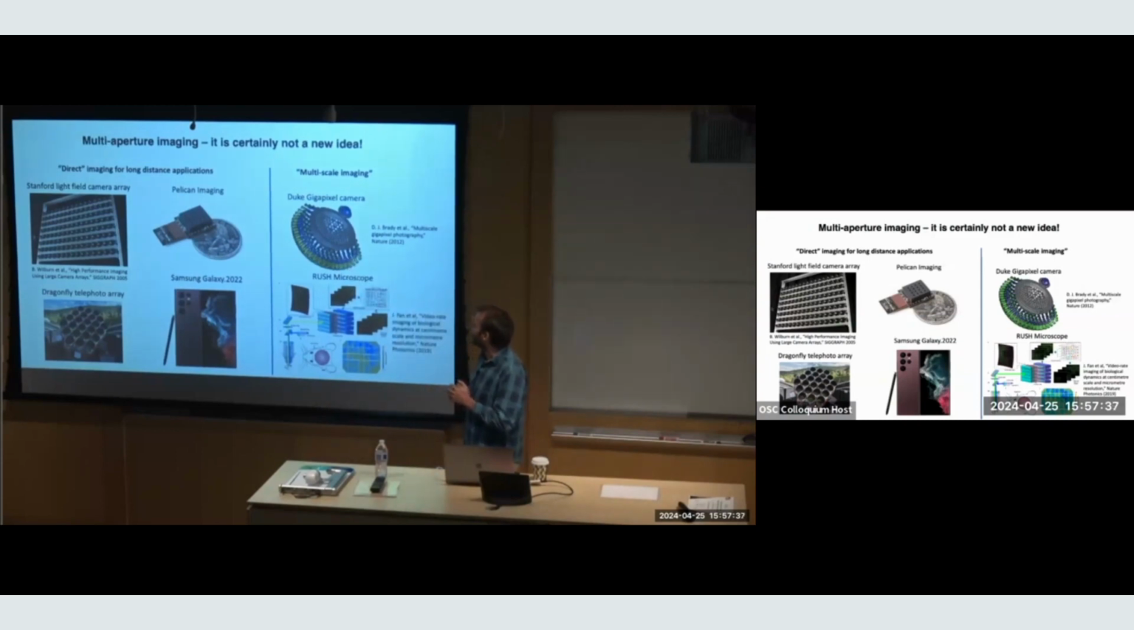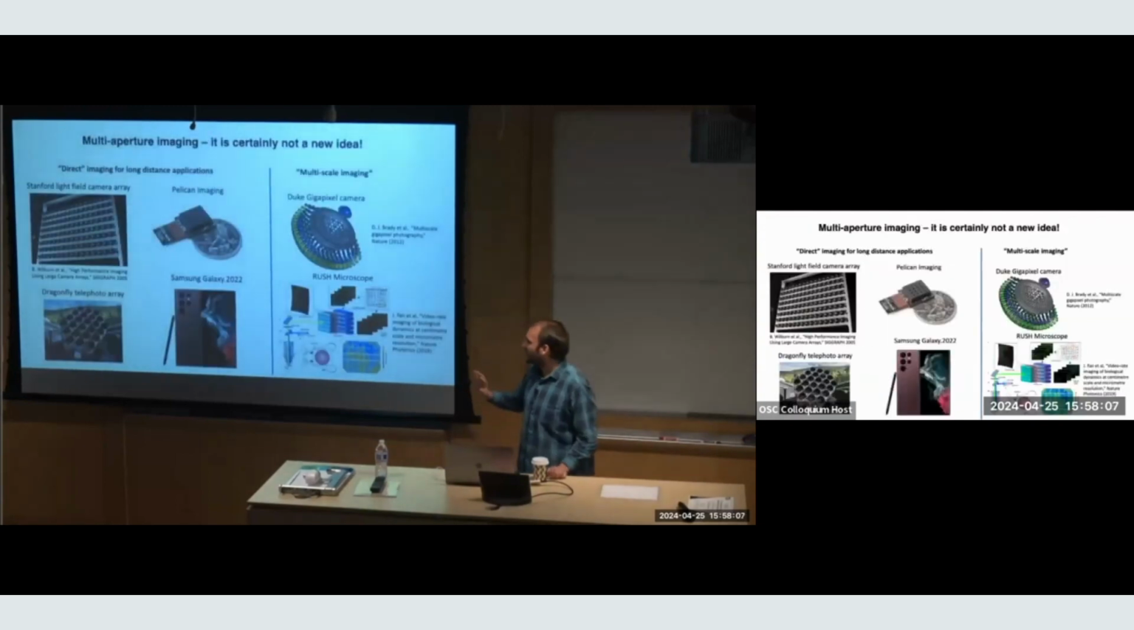And these multi-scale imaging systems have also been extended into the microscopic regime, particularly by this work here. It's called the Rush microscope, which used an array of many cameras and some big optics, and they were able to get really amazing large area imaging to see neural activity across an entire mouse brain at very high resolution.